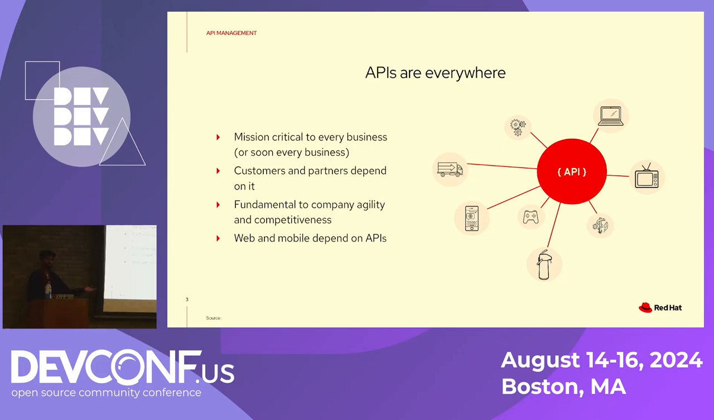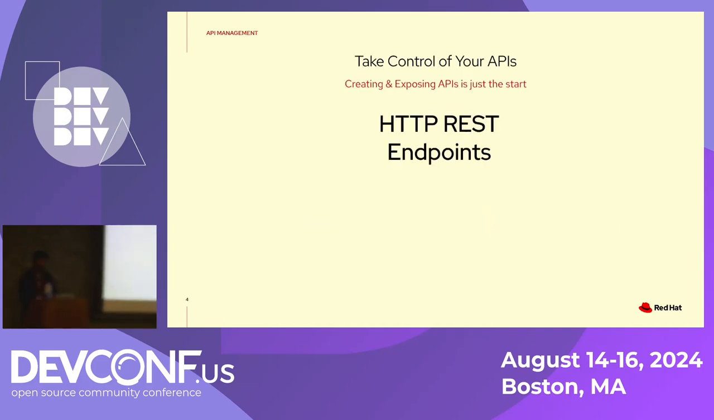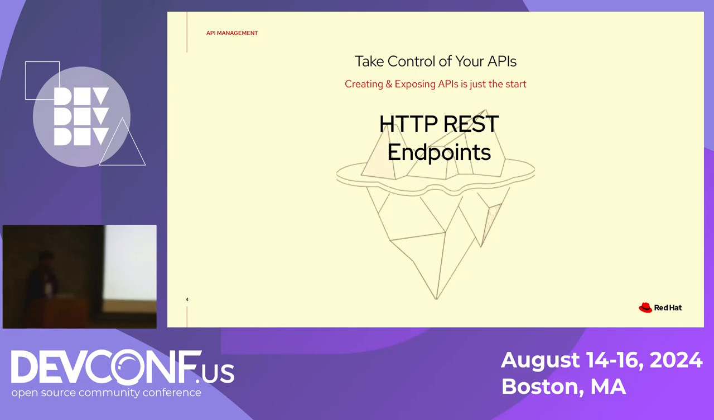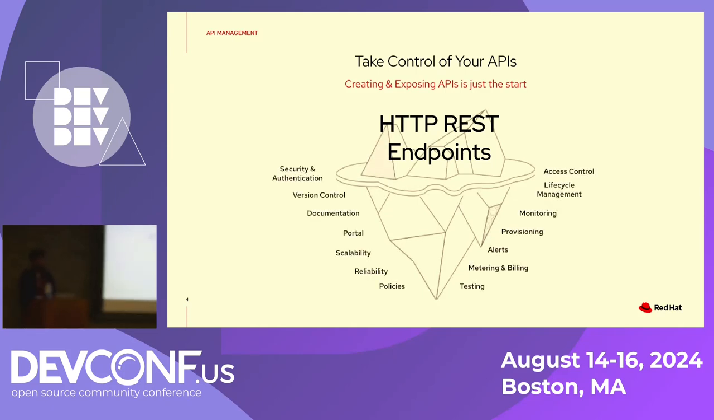Most of us, or anybody who's developing or into the software business, has built APIs, worked with APIs, and we all know how important APIs are. They're fundamental to any business, help us build an ecosystem, and act as a central nervous system to your software platforms today. Your web and mobile depends on APIs. But creating and exposing APIs is just the start. There is a lot more to APIs than just creating and exposing them.